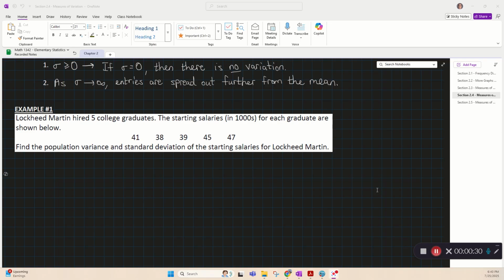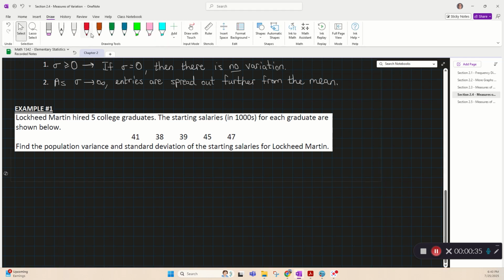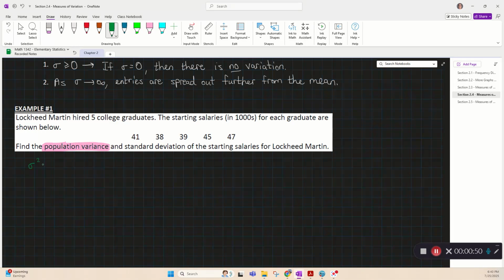Okay, so now I need to figure out what formula I need. Well, as I'm reading this, they give me a hint. Population variance. So what is that formula? That formula says sigma squared is equal to the sum of x minus mu squared all over n.